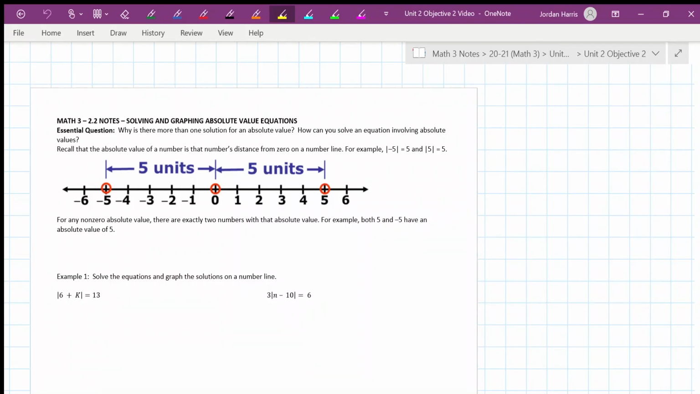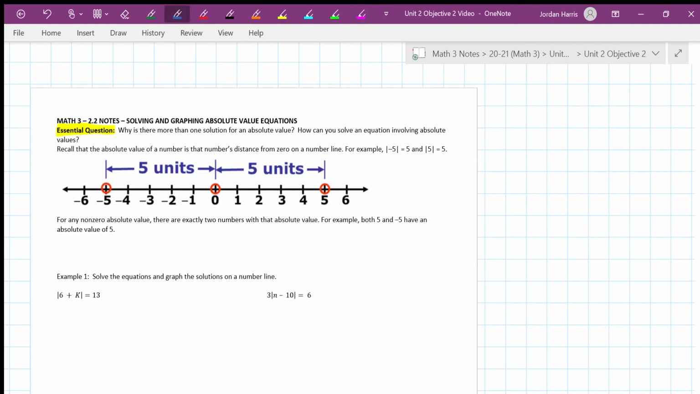This is 2.2, solving and graphing absolute value equations. So our essential question: why is there more than one solution for an absolute value? Can you solve an equation involving absolute values? Okay, it's two questions, kind of.